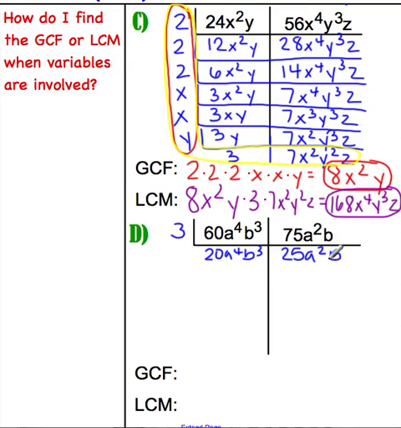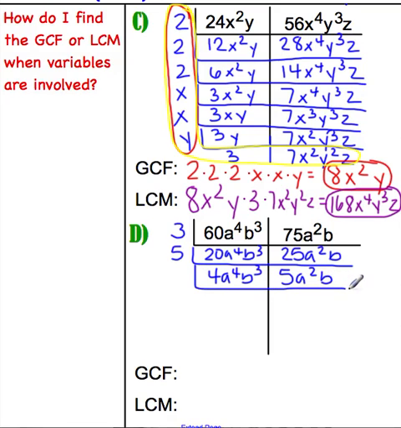60 divided by 3 is 20, a to the fourth b cubed. 75 divided by 3 is 25, and then I still have my a squared b. Well, I know that 20 and 25 are divisible by 5. 20 divided by 5 is 4a to the 4th b cubed. And 25 divided by 5 is 5. And then I still have a squared b. Well, 4 and 5 are right next to each other, so I know they have no common factors. But I see that one of them has 4 a's, one has 2 a's. That means they both have 2 a's in common.